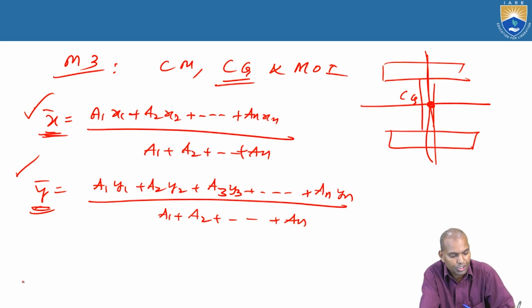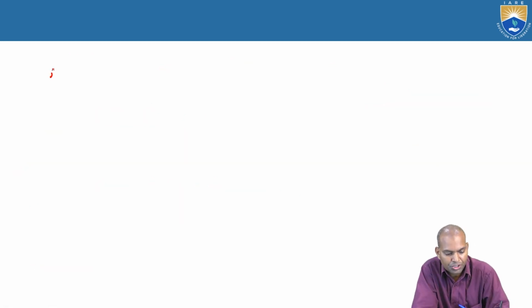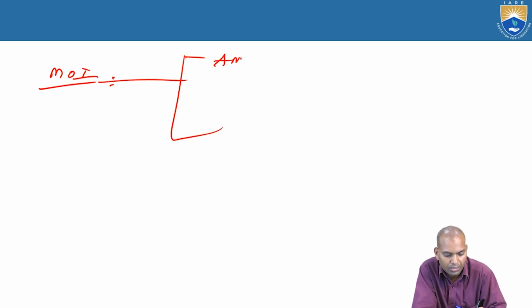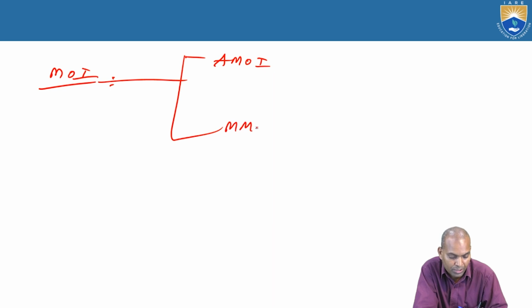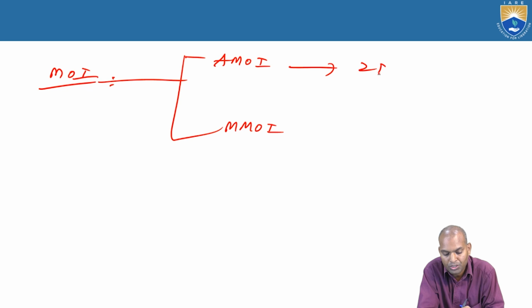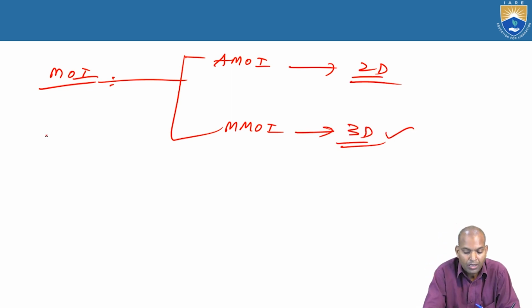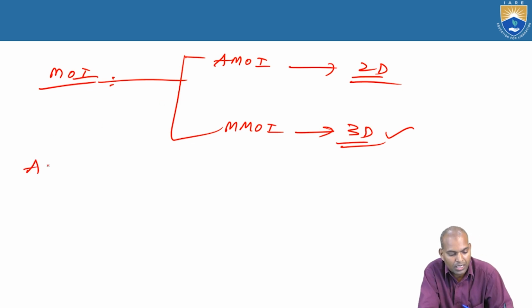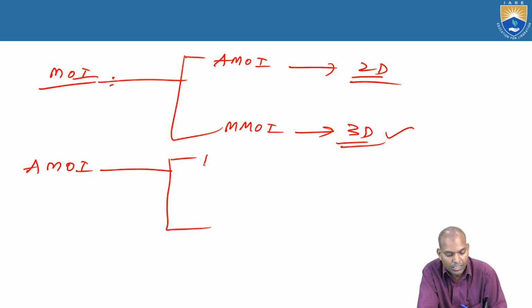Now coming to moment of inertia, there are two types of moment of inertia in module 3. One is area moment of inertia and the other is mass moment of inertia. Area moment of inertia is used for two-dimensional objects, whereas mass moment of inertia is applicable to three-dimensional objects. The area moment of inertia can be calculated by using two theorems: one is the parallel axis theorem, and the other is the perpendicular axis theorem.